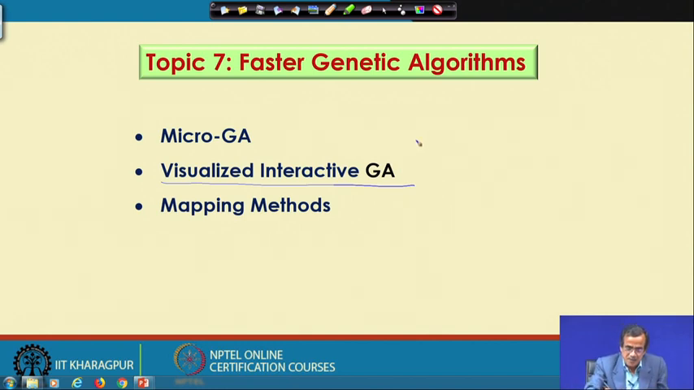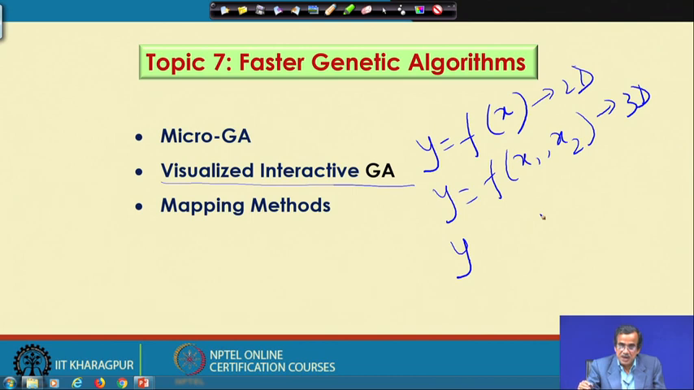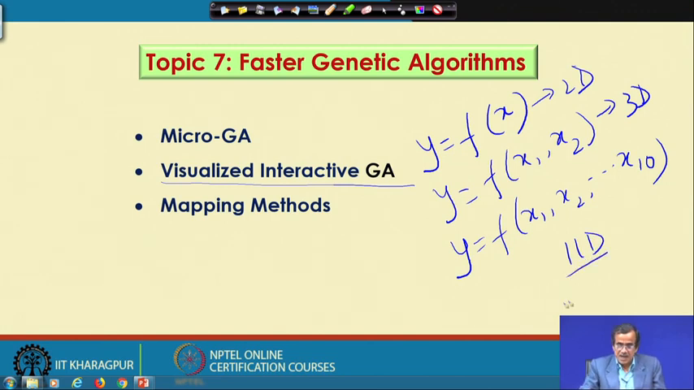Supposing that I have a function of only one variable, the objective function is in 2 dimensions. If it is a function of 2 variables, x1 and x2, it is in 3 dimensions; that also we can visualize, but more than 3 dimensions we cannot visualize. Supposing I have a function of 3 variables, the objective function is in 4 dimensions, or if it is a function of 10 variables, x1, x2 up to x10, this is in 11 dimensions. 11 dimensions we cannot visualize.